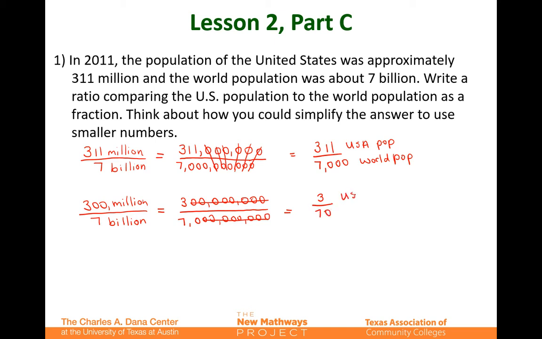What does that even mean? Well, it means 3 out of every 70 people in the world are Americans.